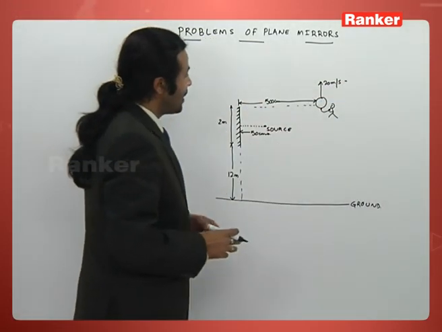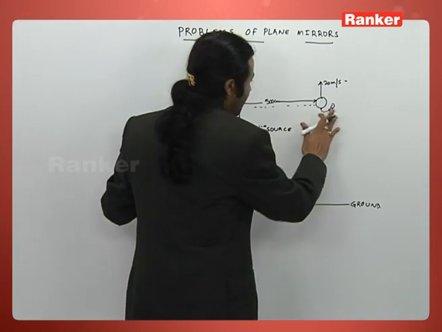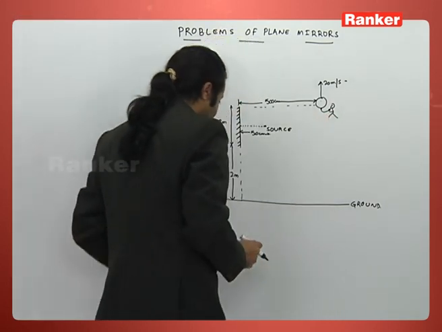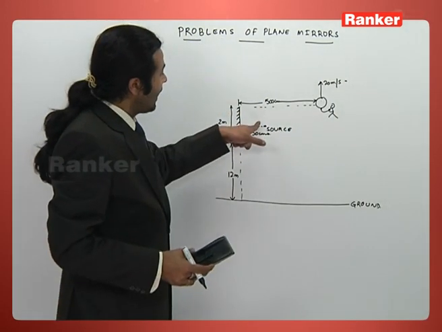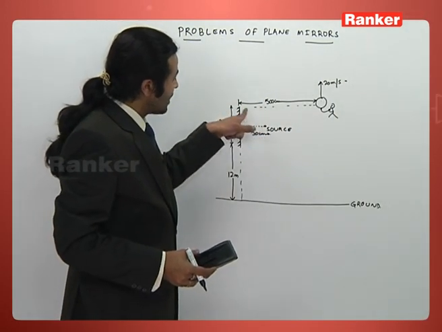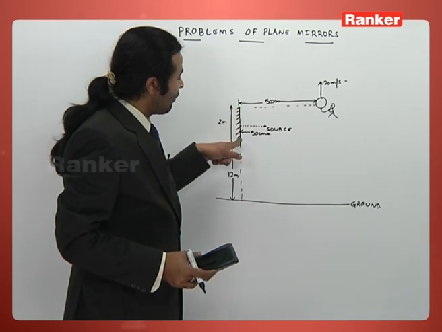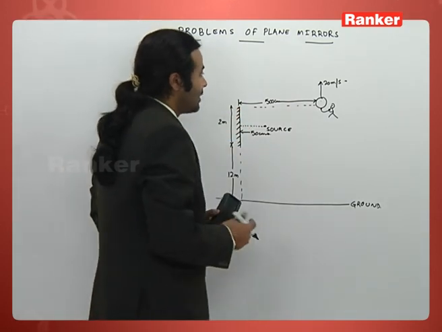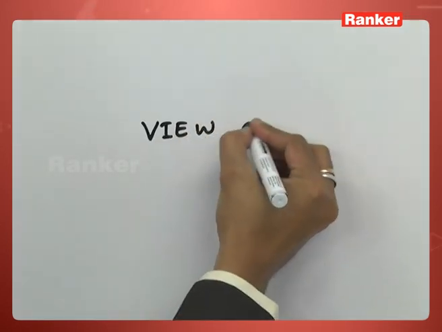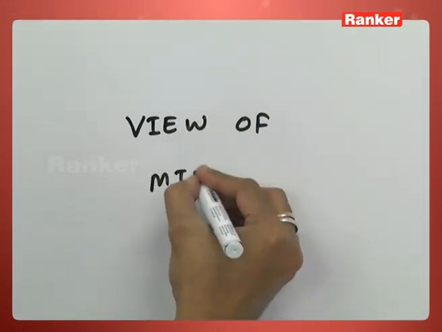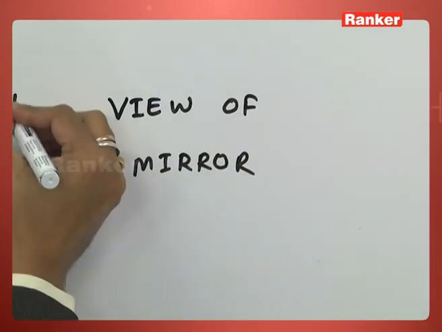Now the boy drops himself. Whenever this kind of questions are given related to plane mirrors, take the rays from the extreme point of the plane mirror. We can say that is called field of view of the mirror. I put one definition over here. Field of view.